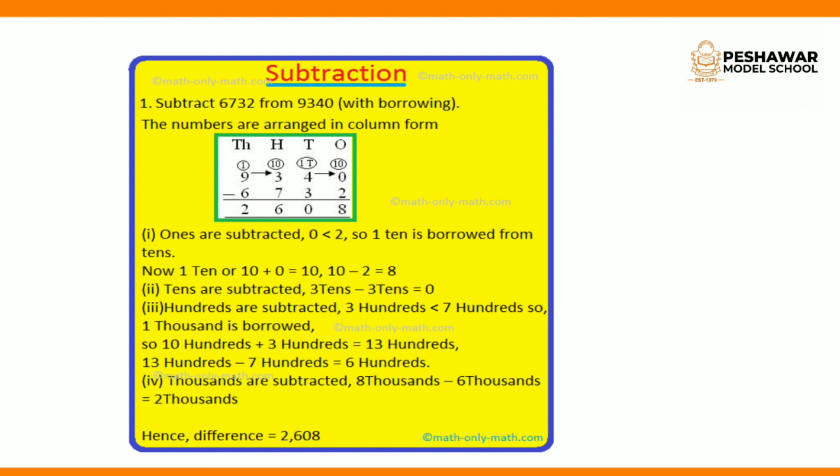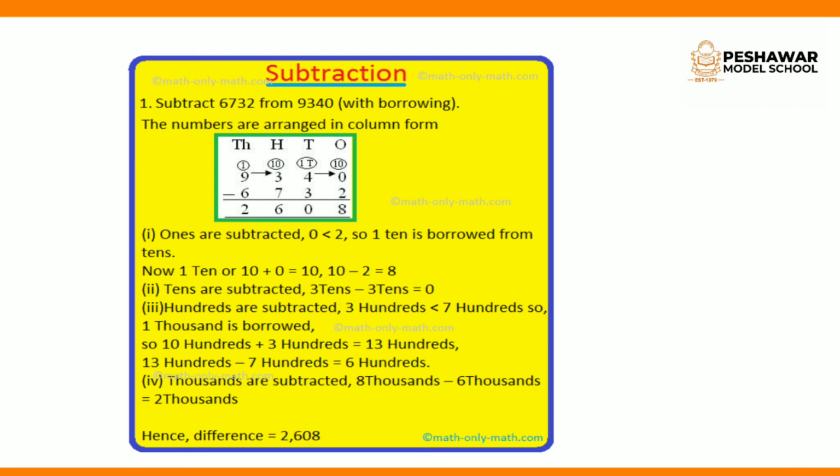You have to start from the right side. In the ones place, the top number is 0 and the bottom number is 2. So we cannot subtract. We will borrow from 4. So 4 will become 3 and we give 1 to 0, and 0 will become 10. So 10 minus 2 is 8. Now in the tens place, the minuend and subtrahend are the same, so the difference will be 0.